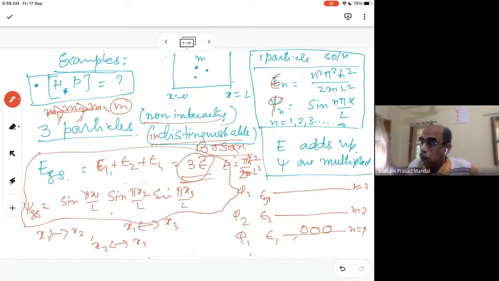But now if I go to the first excited state. So this wave function is symmetric, so I don't have to do anything. Even if it is boson, the answer for the ground state is exactly the same for distinguishable particles and bosons. Now go to the first excited state. Again, let me erase here.